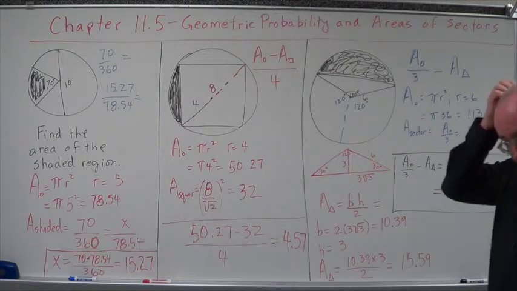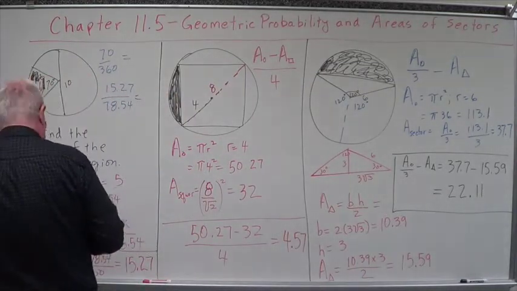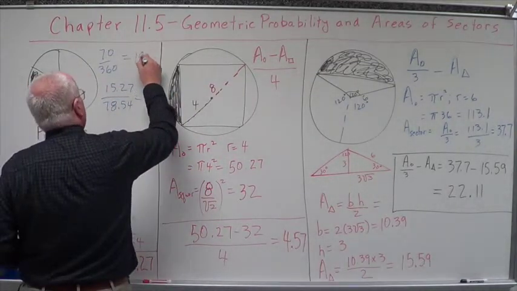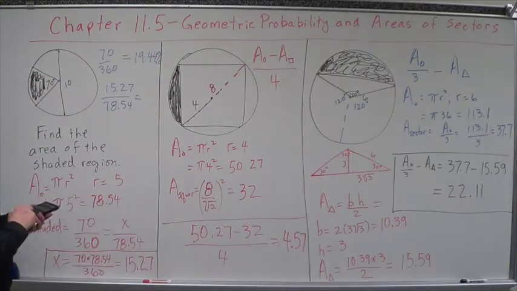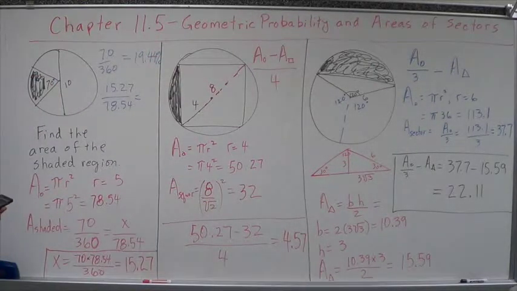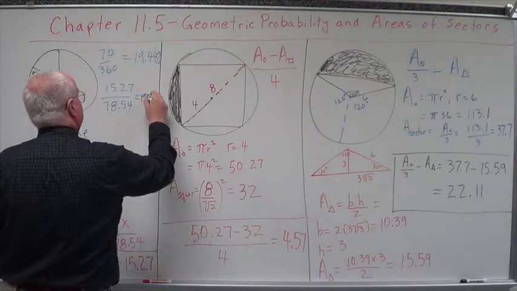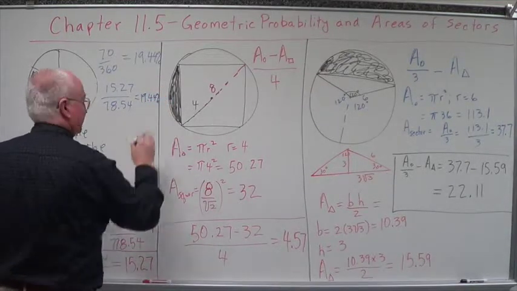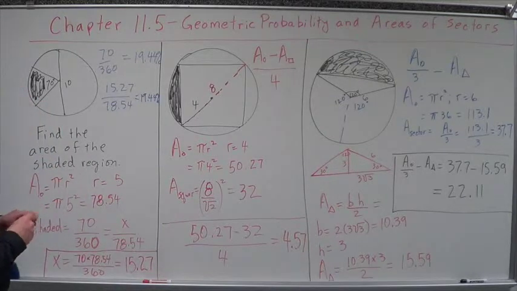Okay, for the first one, we come up with a percentage of 19.44%. 15.27 divided by 78.54. Oh wow, look at that. 19.44%. Yes. Colonel used to say on A-Team, I love it when a plan comes together.